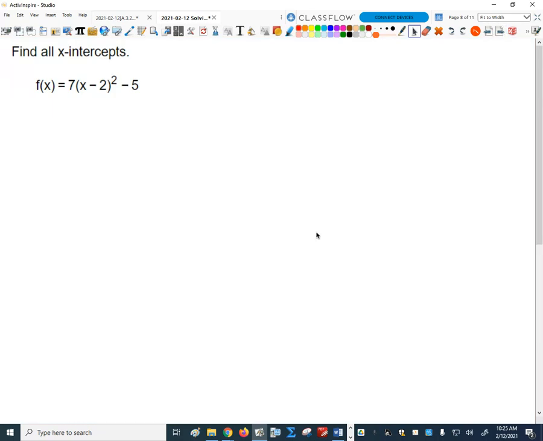Okay, so what about this one? What if, with just slightly different terminology, this asks me to find all the x-intercepts? We don't even have to necessarily do the whole problem. I just want to know, how would we set this up as a problem that we could solve? Where do the x-intercepts of a function always occur?